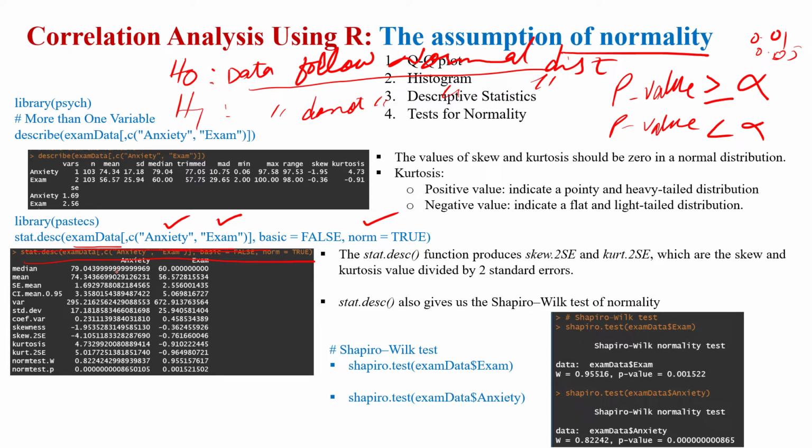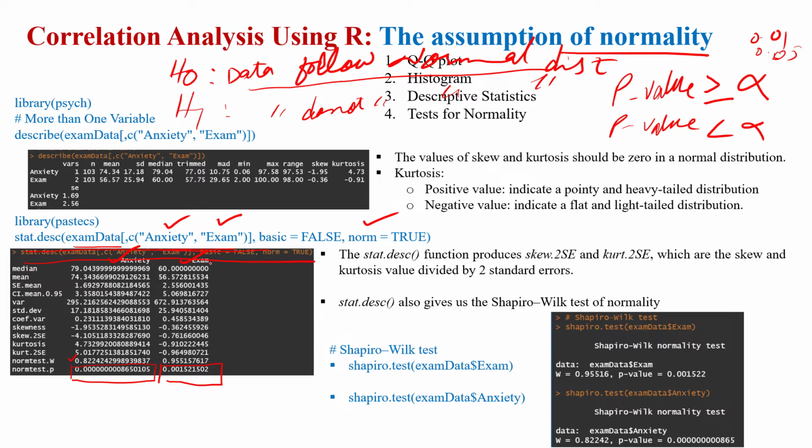So for exam anxiety, if we check the p-value from the Shapiro-Wilk test, because this p-value is less than alpha, we will say reject H naught. That means the data do not follow the normal distribution for the anxiety variable. Similarly, for exam performance, because the p-value is again less than the alpha value, whether you are using 1% or 5%, the data do not follow the normal distribution.